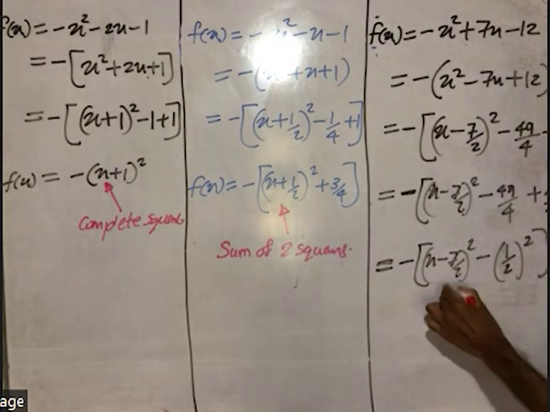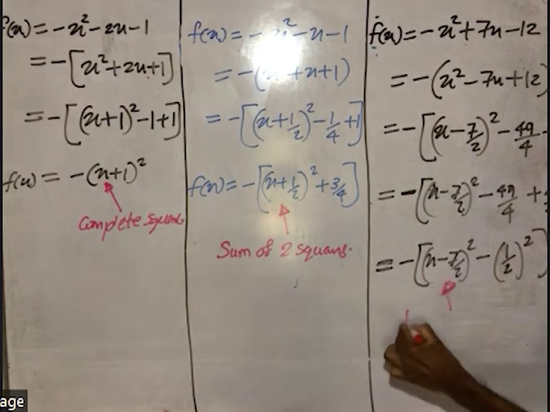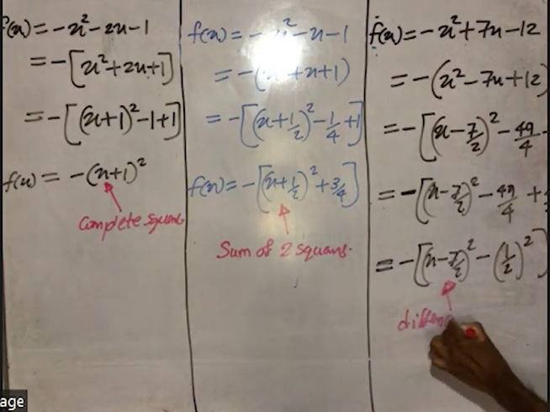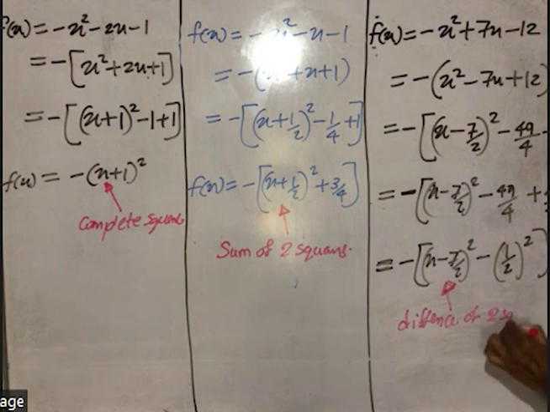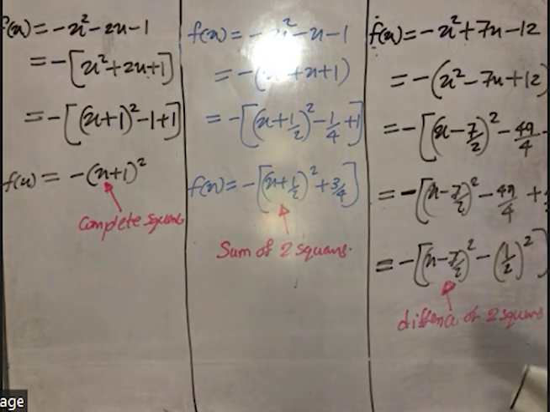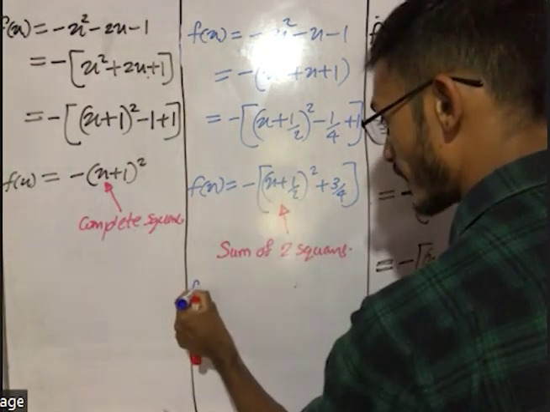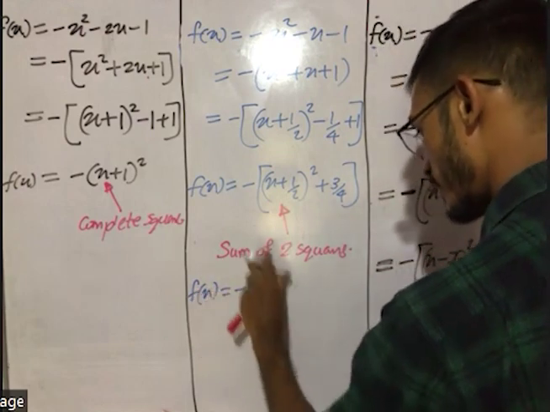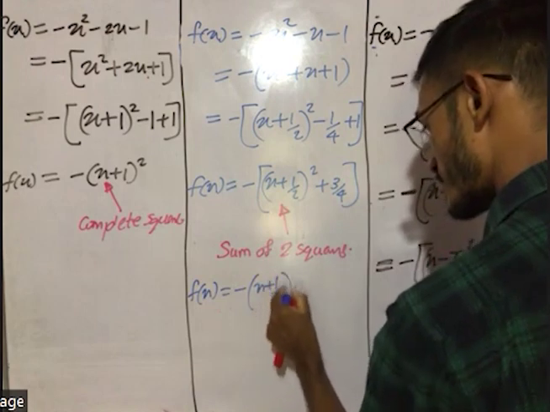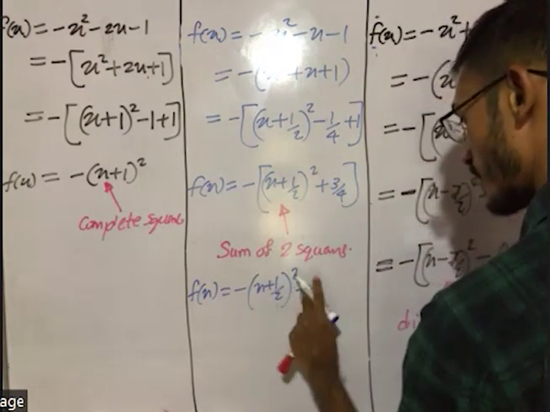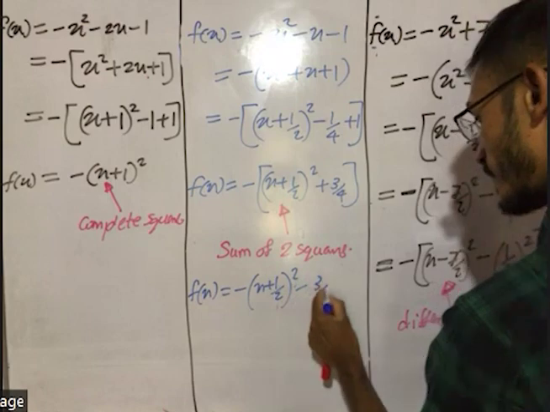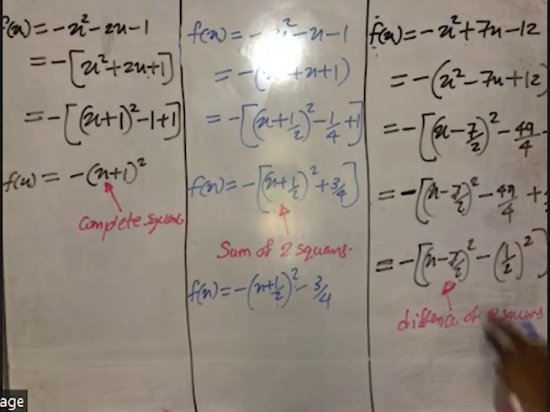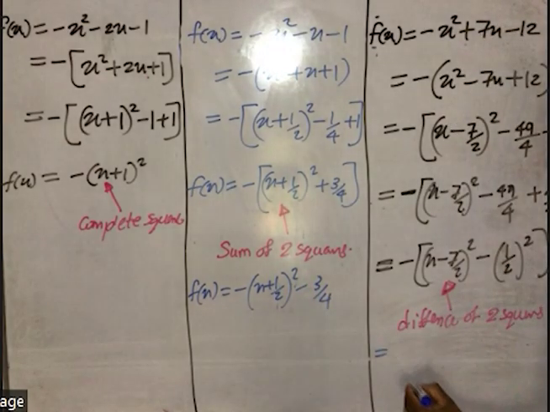Here we have difference of 2 squares. Okay. Now I'm going to multiply this by minus 1. f(x) equals minus x plus 1, x plus half square, plus minus 3 over 4. Here we can separate into factors by difference of two squares.